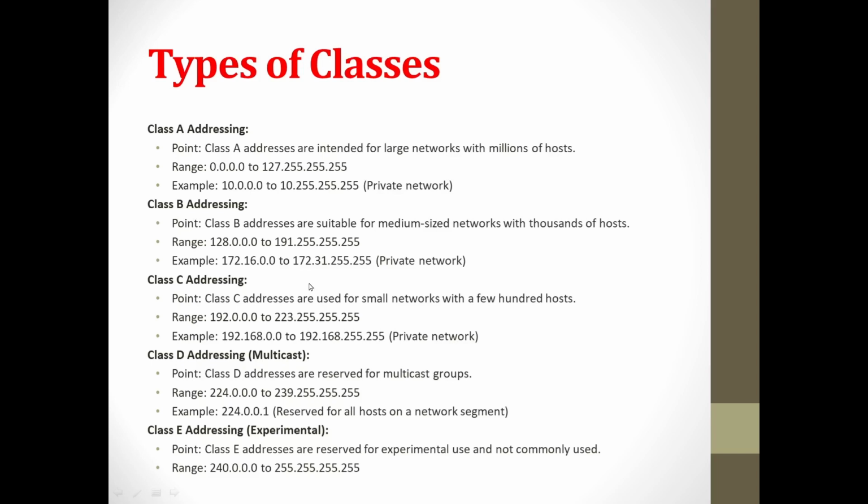Then there is class C. Class C is for small networks with a few hundred hosts. Its range is 192 to 223.255.255.255. Then there is class D. It is also known as multicast. Class D is for multicast groups. Its range is from 224 to 239.255.255.255. Then there is the last one, class E, which is not commonly used. Its range is from 240 to 255.255.255.255.